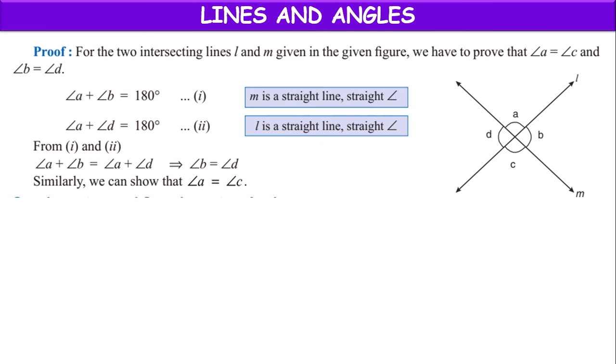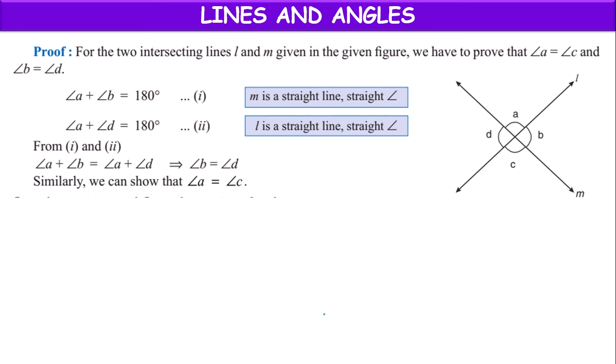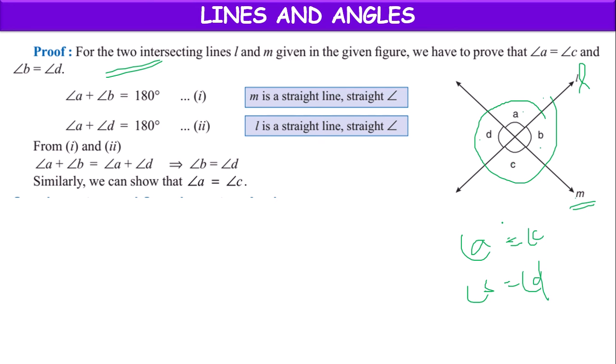So next, we have a proof. Just now we have told that if two lines intersect, then the vertically opposite angles are equal. For this statement, we have a proof, children. Let the two intersecting lines be L and M, intersecting as given in the figure. Here 4 angles are formed, A, B, C, D. We have to prove that angle A equals angle C and angle B equals angle D. They are vertically opposite, that we have to prove.